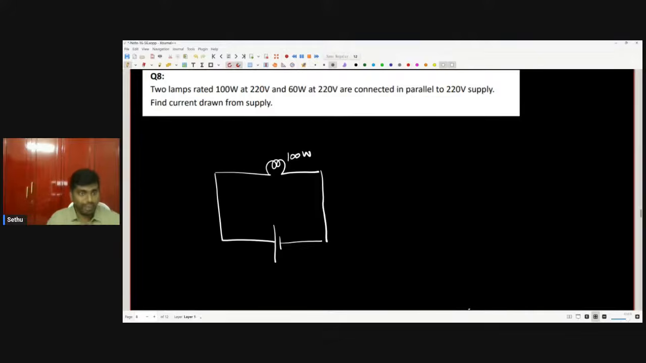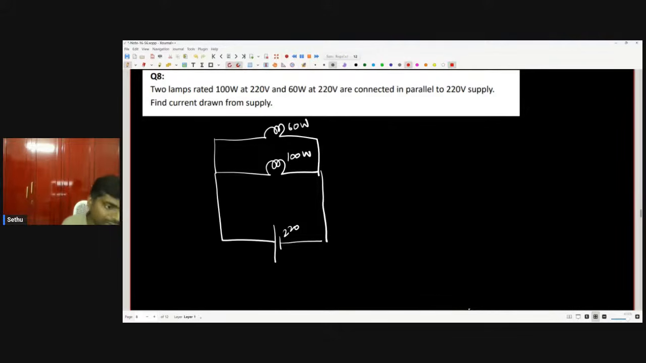What do you mean by 100 watt at 220 volt? Supposing you take that bulb and connect it to a power source which is offering a potential drop of 220 volt, the lamp would actually consume energy at a rate of 100 watt, 100 joule per second. Every second, 100 joule it will consume. So now one more. This is 60 watt at 220 volt. This is 220.